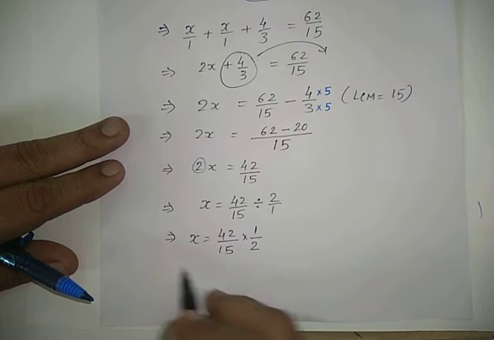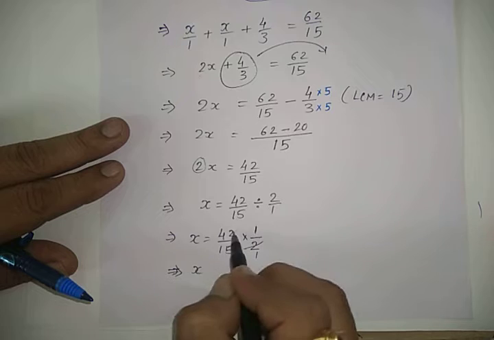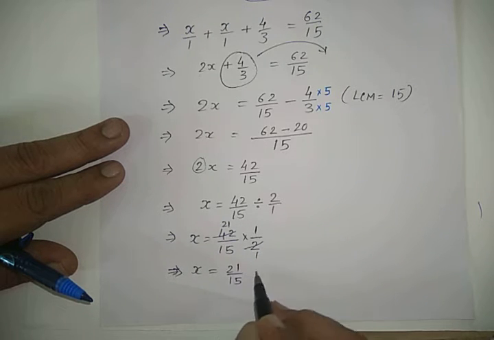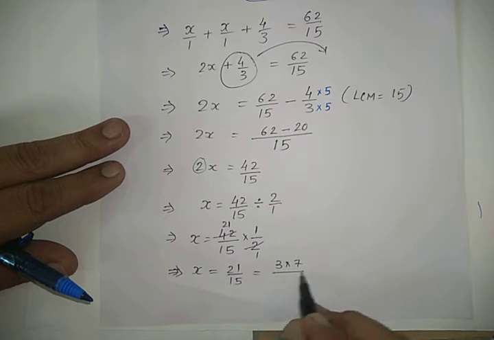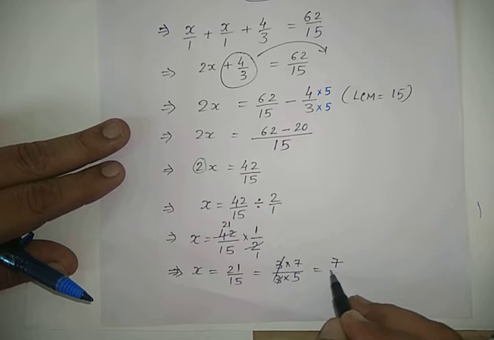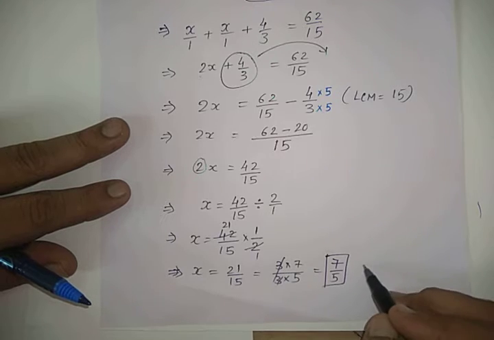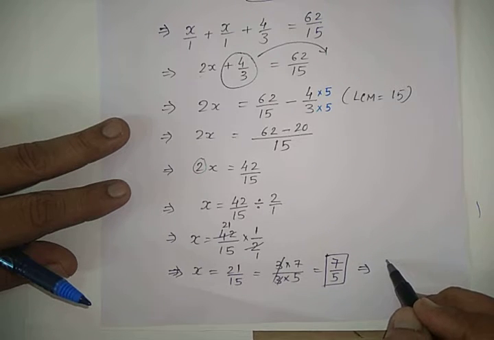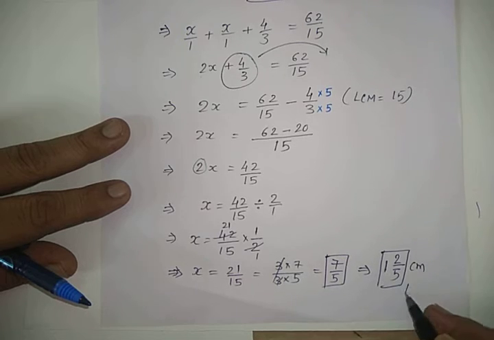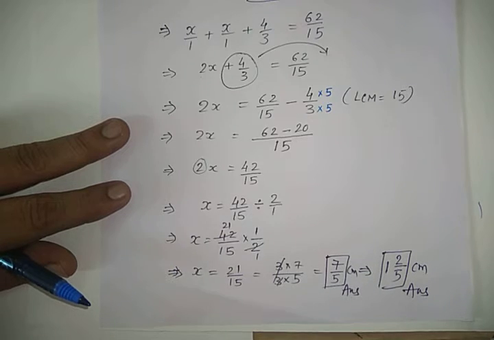Now I can do it in reduced form. So 2 1s are 2, and 2 21s are 42. So I am getting 21 by 15. So 3 7s are 21 and 3 5s are 15. So the 3s get cancelled. So I am getting 7 by 5. So the value of x is 7 by 5, or I can write it in mixed number also, 1 integer 2 by 5 centimeter. Either way, if you get it, it is a correct answer.